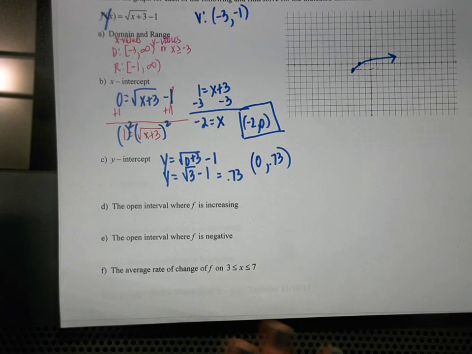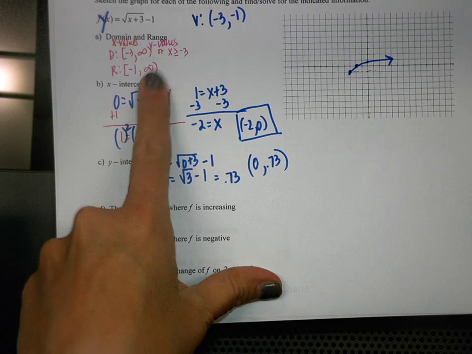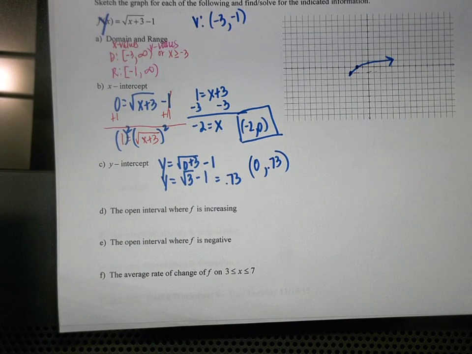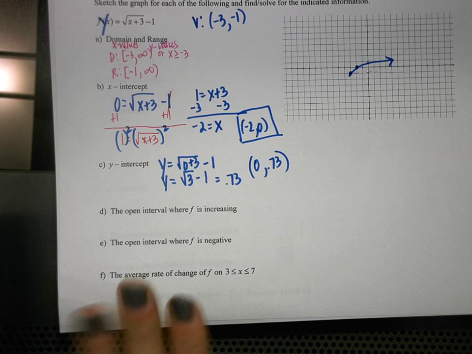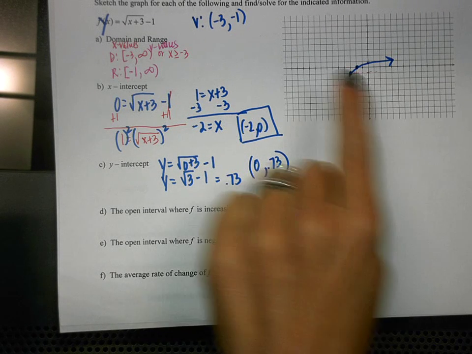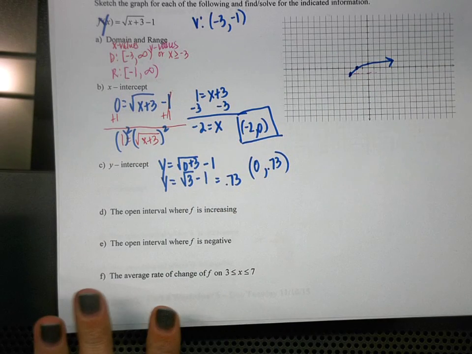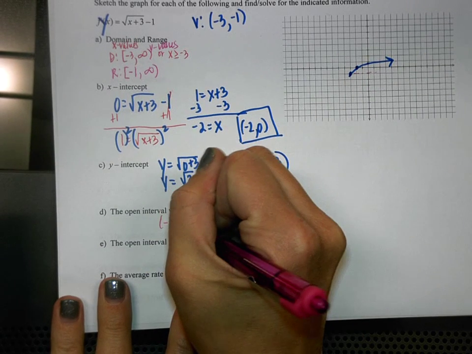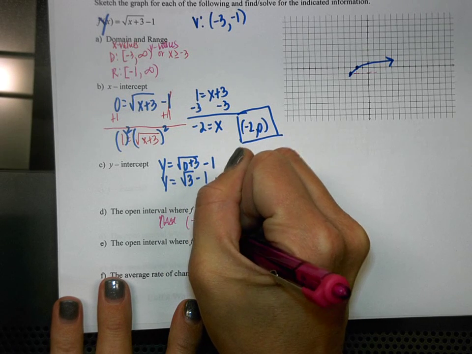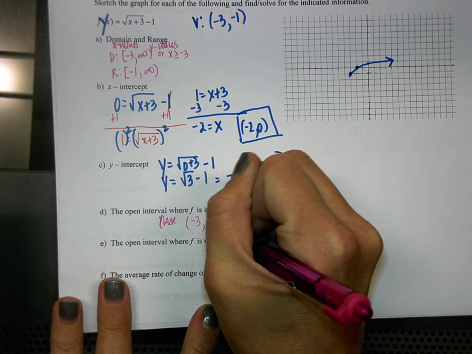Okay, so then D says, what is the open interval? So again, when they're talking about intervals, they're talking about your parentheses. They're written like this, where f is increasing. So where is the function increasing? Is it ever decreasing? No. So the function, whenever you're talking about it, we're talking about the x values. And so it's increasing from negative 3 to positive infinity.